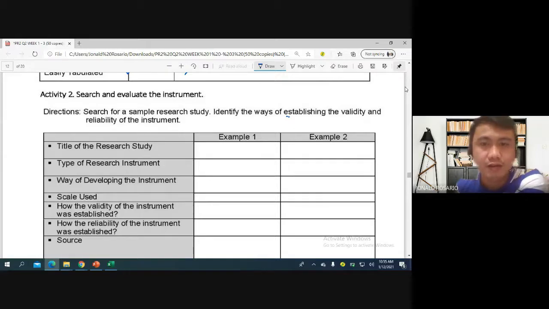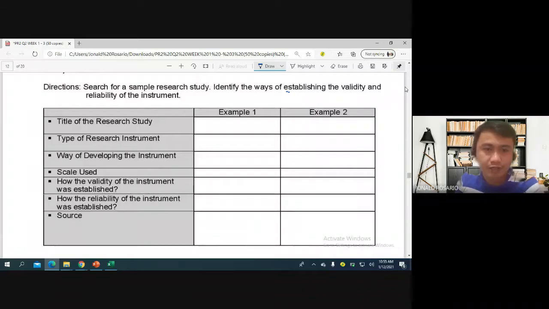Mag-search kayo ng isang halimbawa ng title of the research study. Ano yung ginamit na type ng research instrument? Ano yung way of developing the instrument? Ano yung scale na ginamit? How the validity of the instrument was established? And reliability. And of course, the source. So, ganun din ang gagawin ninyo sa example number 2.